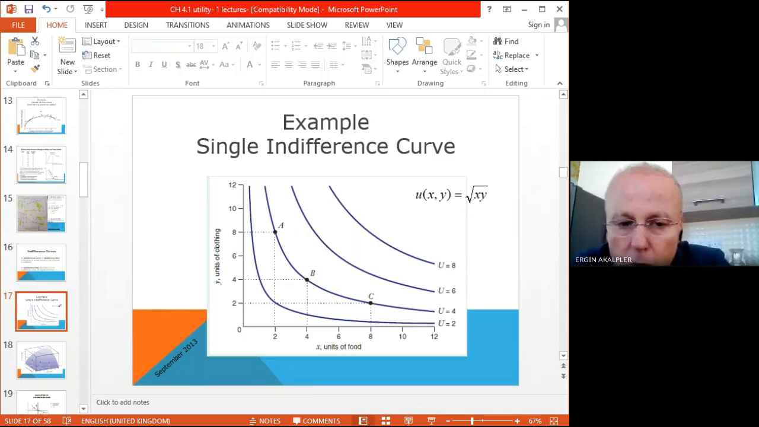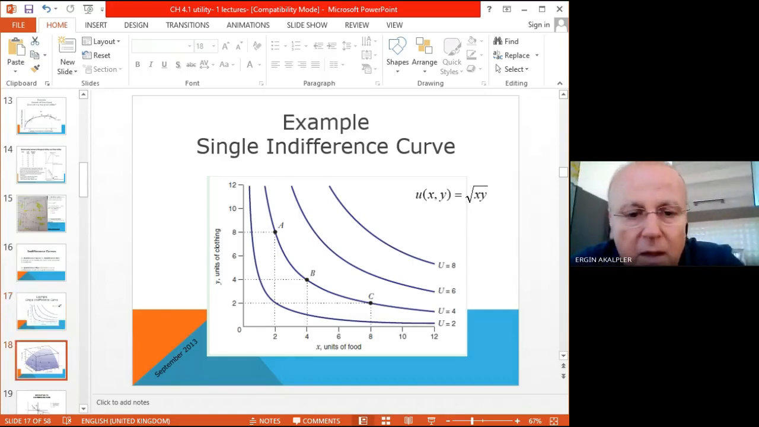But if your budget line intersects the utility 4, where utility is equal to 4, then of course you are going to stay on this curve, and you are going to combine your utility function and of course the optimal basket on this line where your budget line intersects.